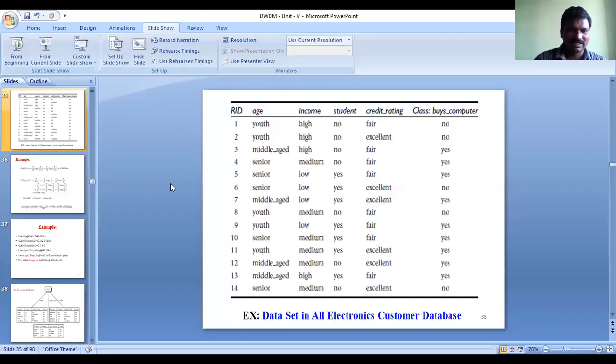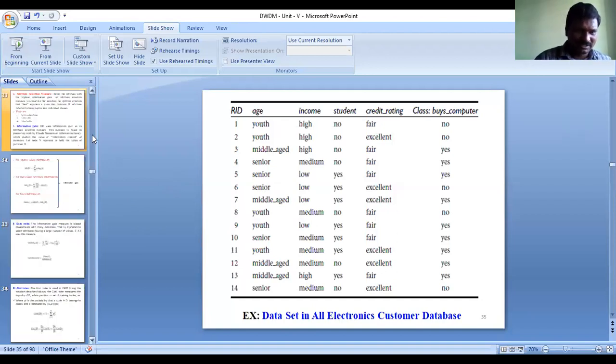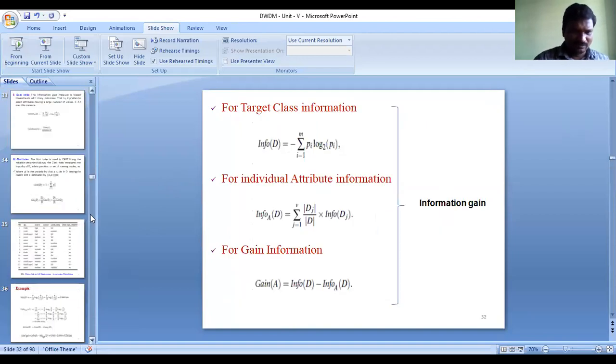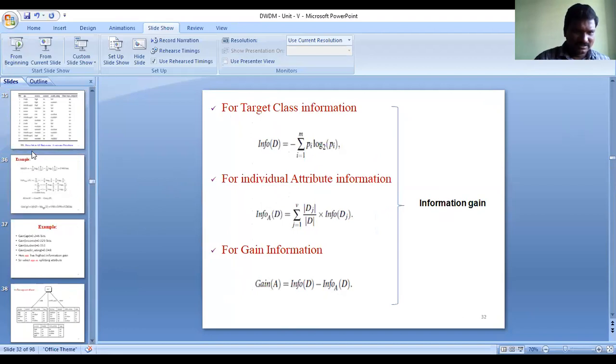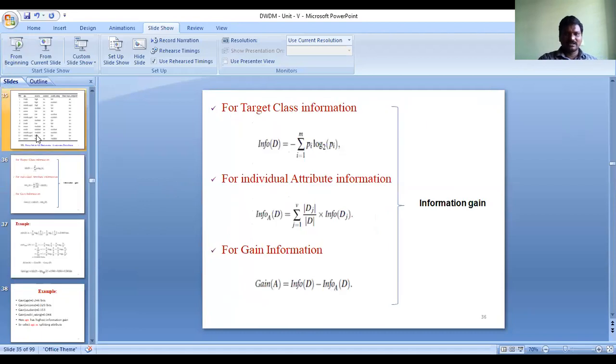Gini index. How can you represent this information? How can you calculate this information? What are the formulas for this one? I am taking the formulas here. From the formula, how can you calculate the Gini index? Paste it here.